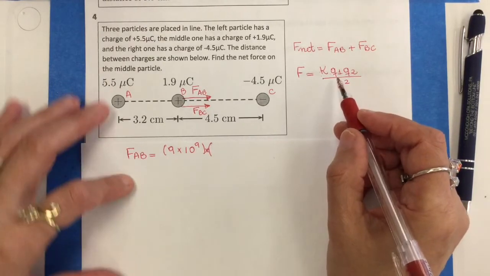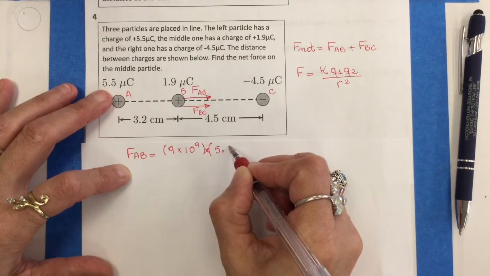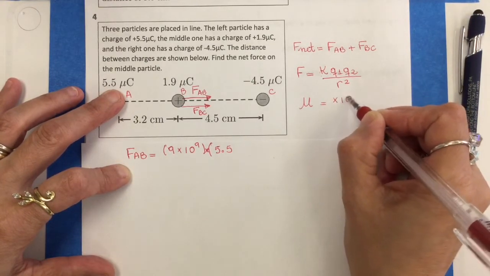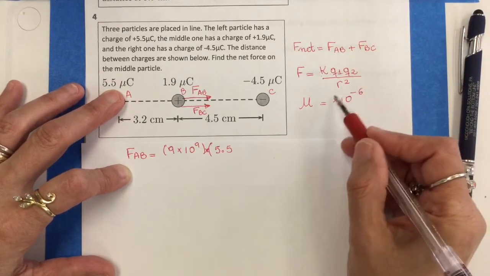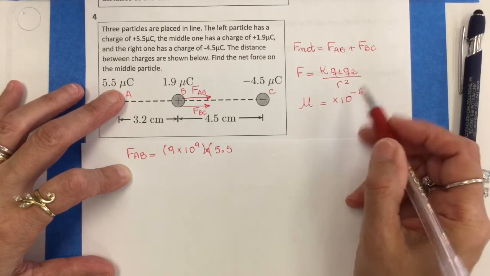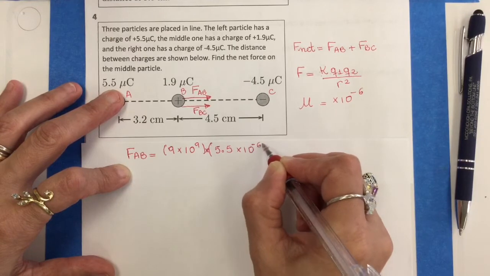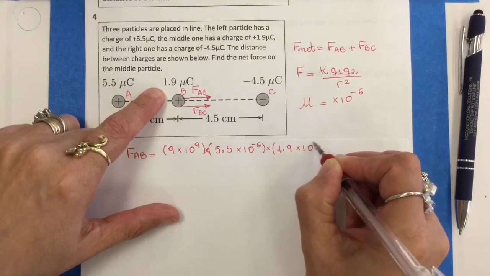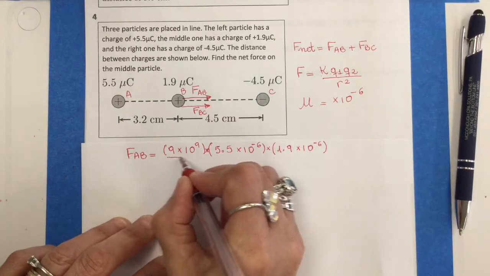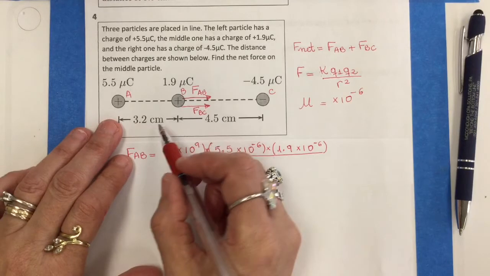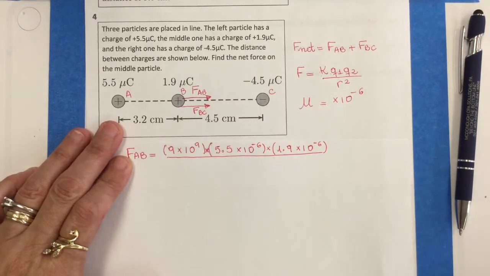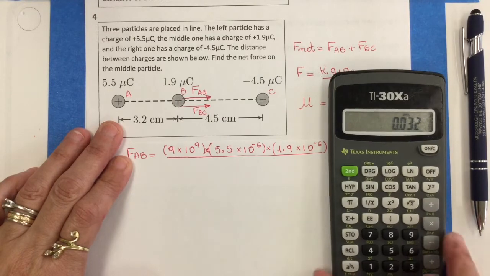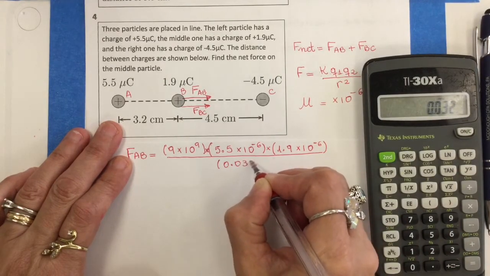Times Q1, which is 5.5 microcoulomb. So this mu is a prefix that replaces the power of 10, times 10 to the minus 6. Times the second charge, 1.9 times 10 to the minus 6 coulomb. All this divided by the distance between them, but we need to convert from centimeters to meters. You can use your calculator and convert. 3.2 divided by 100 is 0.032, squared.